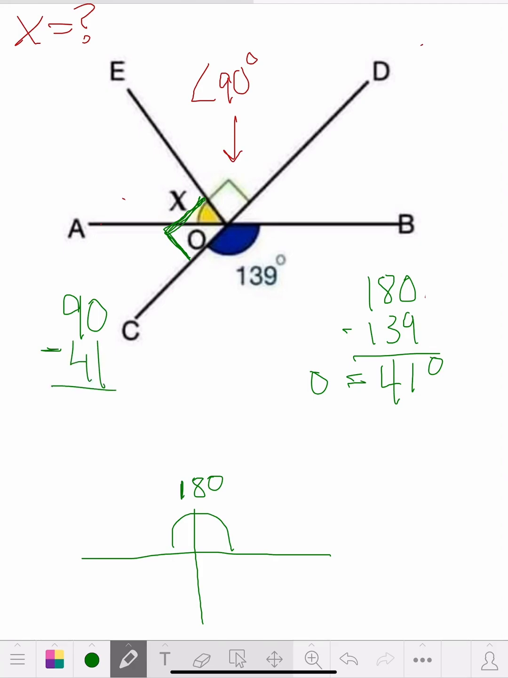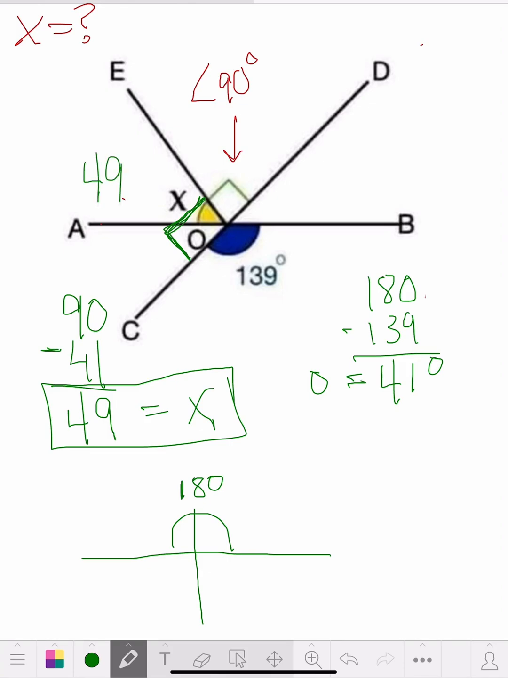So what do we got here? We got a 49. 49 equals X. And that's it. Square this off so the teacher knows my answer is 49. So 49 equals X. And that was all there was to it.